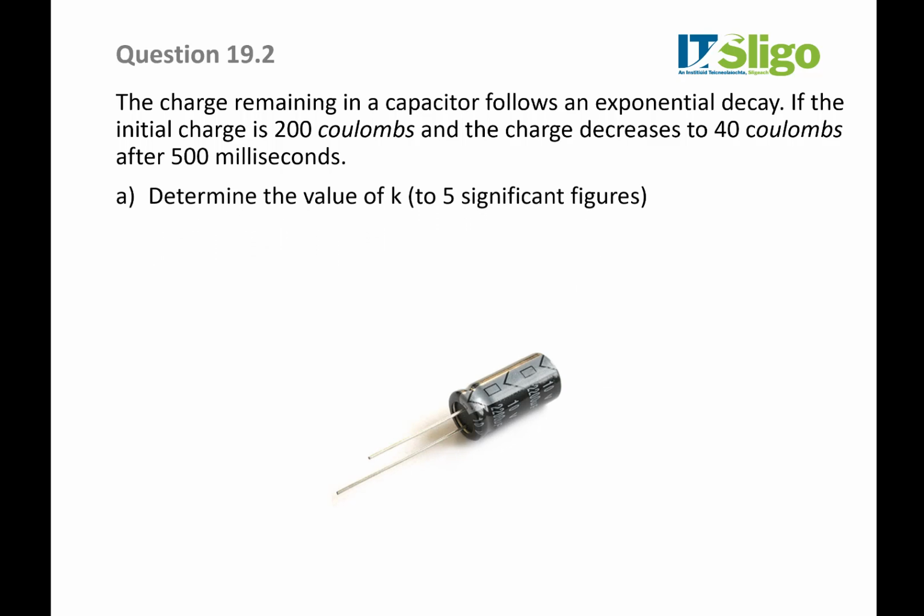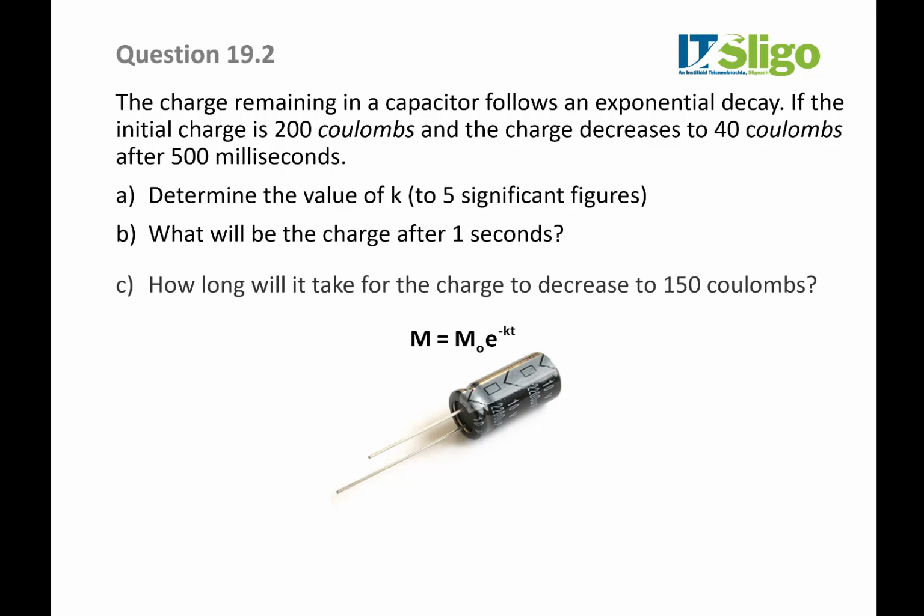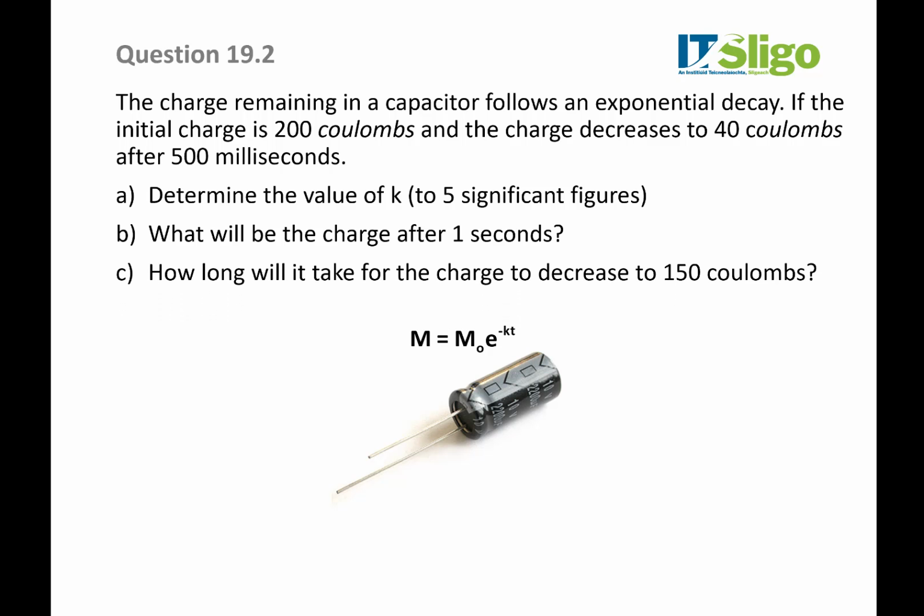So again, we just calculate K, always to 5 significant figures. And then answer: what will be the charge after 1 second, and how long will it take for the charge to decrease to 150 coulombs? And again, coulombs can be measured in millicoulombs, microcoulombs, nanocoulombs. It's just another unit.